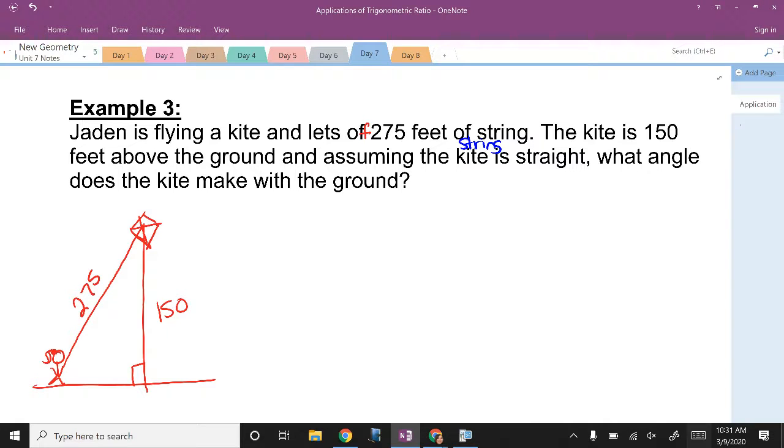So I'm looking for which angle? The angle where Jaden is or the angle up at the top where the kite is? What do y'all think? But this could be an angle with the ground. Now, Jaden and the string is making a different angle with the ground, right? But it said what angle is the kite making with the ground? So it'd be the top. So it's going to be the top angle. Does that make sense?